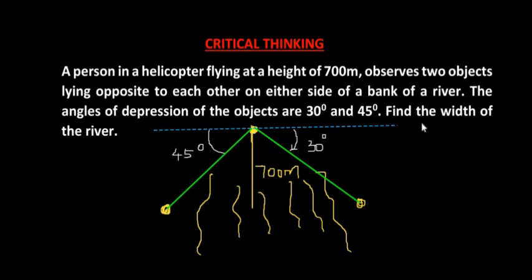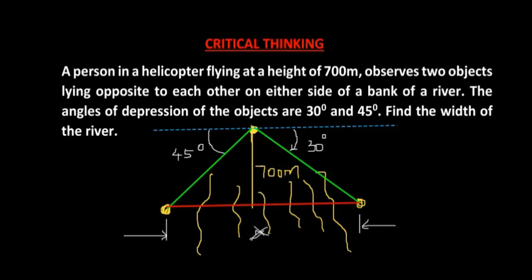Now the point asked over here is, you need to find out the distance between the two objects, or the width of the river, because if you find the distance between these two objects, it is as good as you are finding the width of the river. So we need to find out this total length. So we can take this as x, as a total.